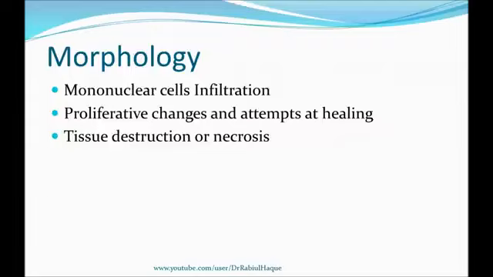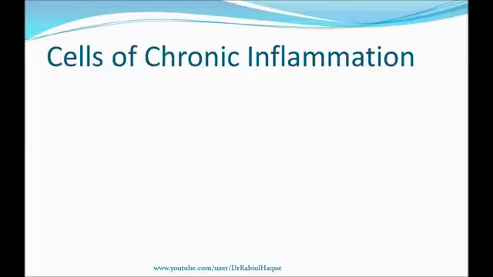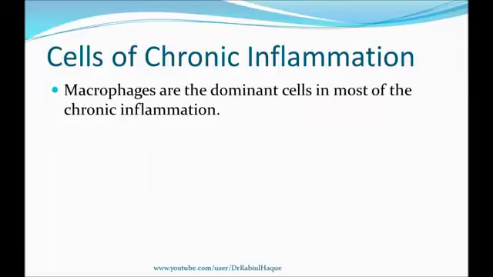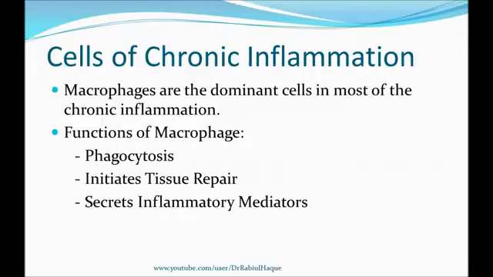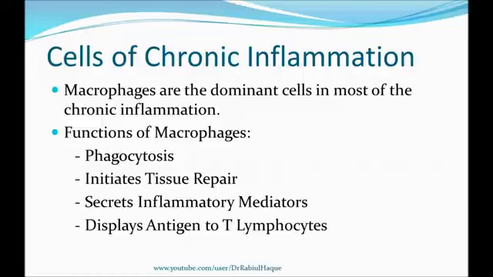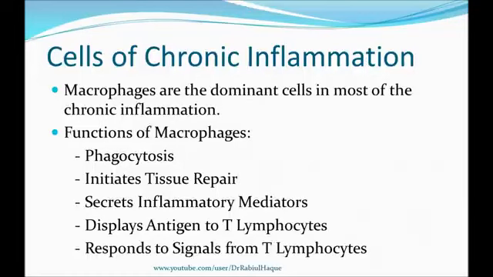The next topic that we will discuss is regarding the different cells of chronic inflammation. And since macrophages are the major or dominant cells of chronic inflammation, we will begin our discussion with the roles of macrophages in chronic inflammation. The functions of macrophages include phagocytosis and initiating the process of tissue repair. Macrophages also secrete inflammatory mediators, and they also display antigens to T lymphocytes and respond to signals from T lymphocytes as well. Among the mediators released from activated macrophages, tumor necrosis factor, interleukin-1 and chemokines are worth mentioning.